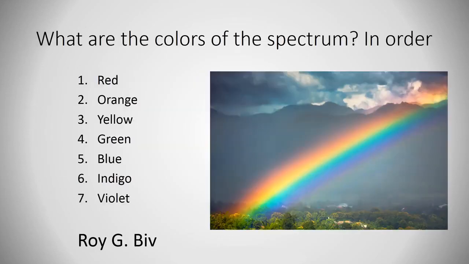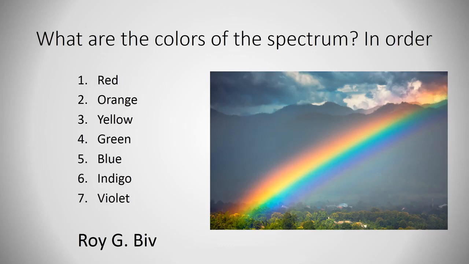What are the colors of the spectrum? In order, they are red, orange, yellow, green, blue, indigo, violet. Not like the rainbow you saw in the cartoons. The highest color here is the red color, and the violet is at the end. So again, red, orange, yellow, green, blue, indigo, which is the dark blue, and violet is the last one.